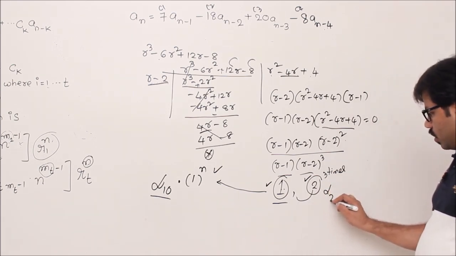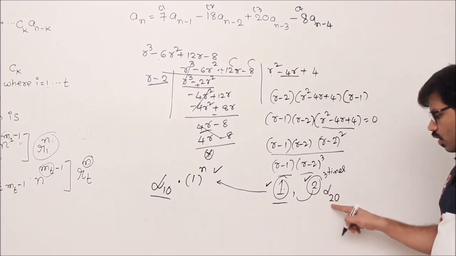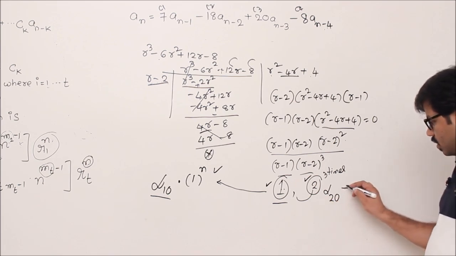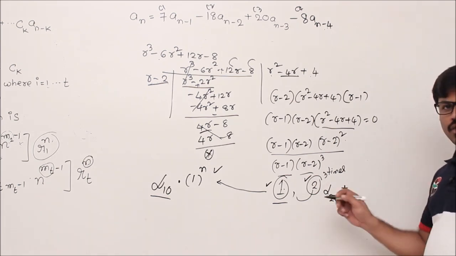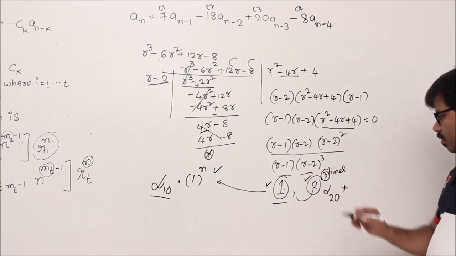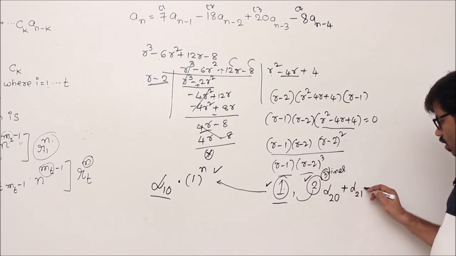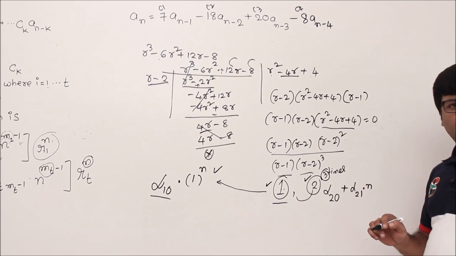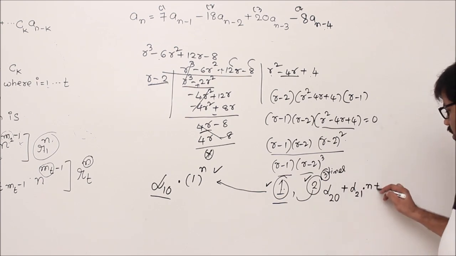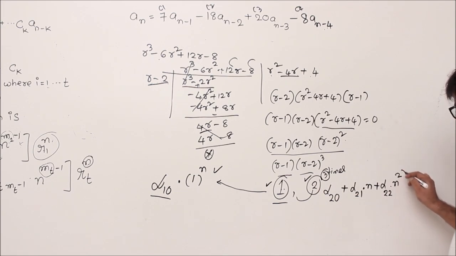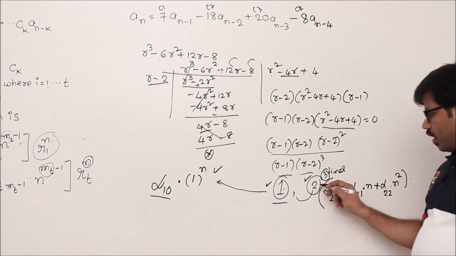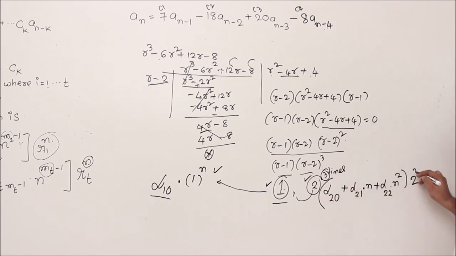What about this one? For that, we have to write like this. So alpha 2 0, since it is the second root, plus, don't stop, write 3 terms because it is repeated 3 times. Second term is alpha 2 1, but that should be multiplied with n. That is what the formula. Then third term is alpha 2 2, which should be multiplied with n square. This entire thing into root power n. What is the root here? 2. 2 to the power of n.